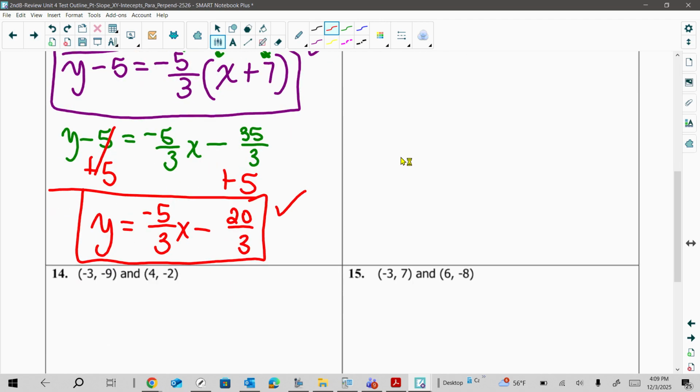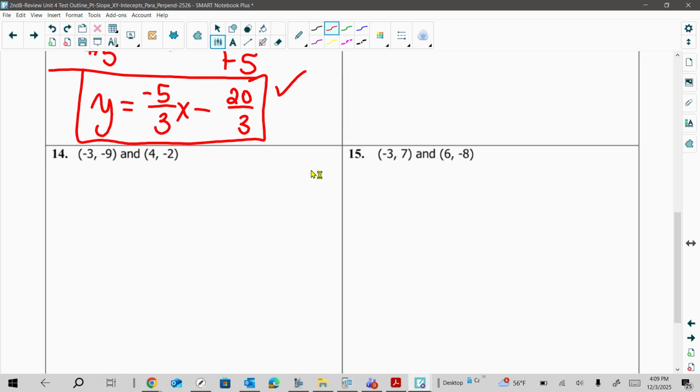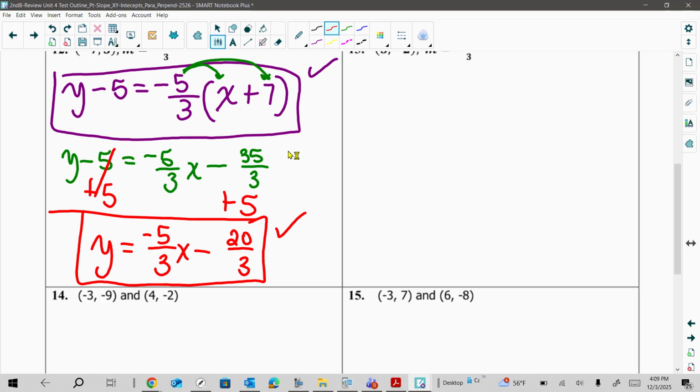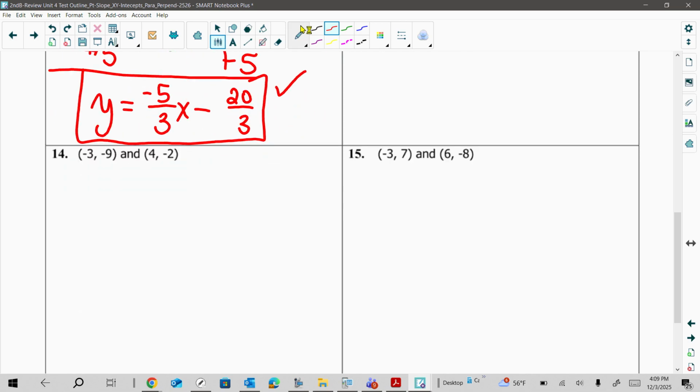Now, on this next section, notice that we do not have the m, or the slope, given to us like in the previous equation. So what we have to recognize is that first we have to find that m. Where's that? There it is. Using the slope formula.